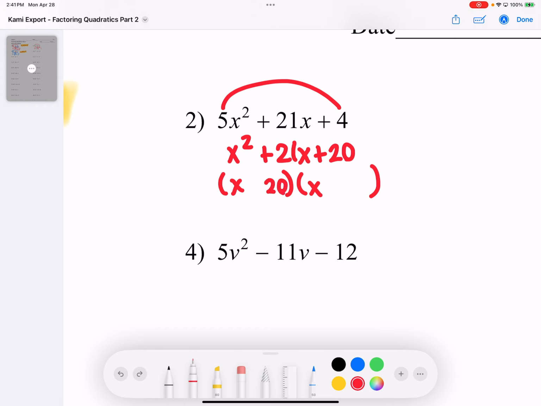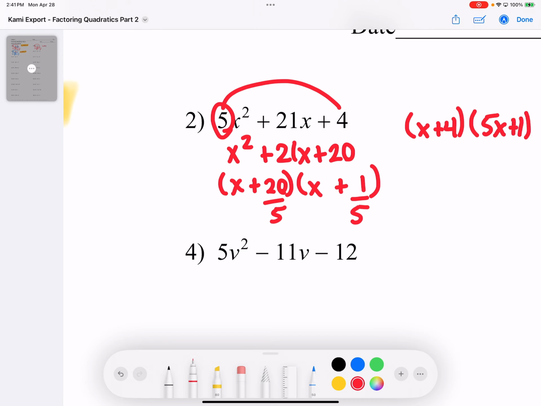Oops, if I could write, that would be great. Because this is a plus, I look to the middle sign to see what they both are. They both are pluses. And then we divide. We've got to divide by 5. Don't forget that last step because I almost forgot just then. 20 divided by 5 is 4. So we've got x plus 4. And the 5 doesn't divide into 1, so we slide that out front. And we get 5x plus 1. Done.